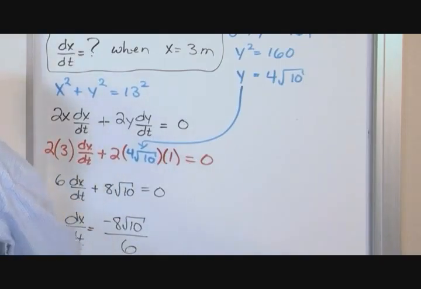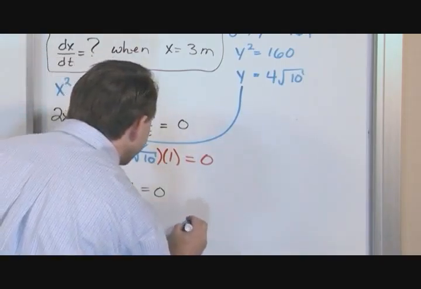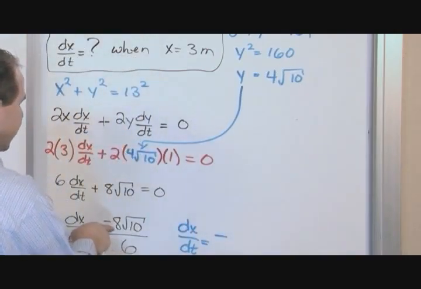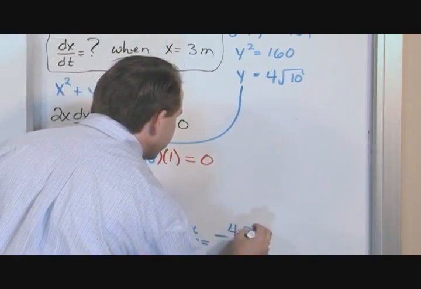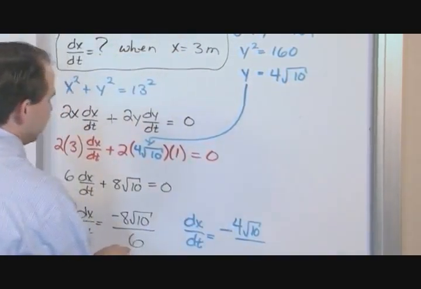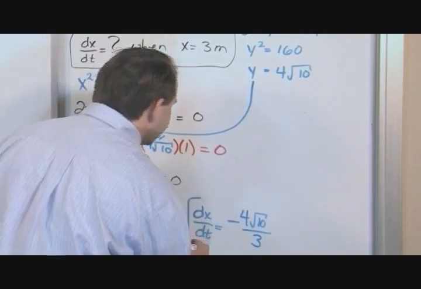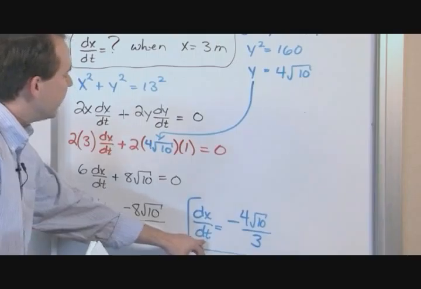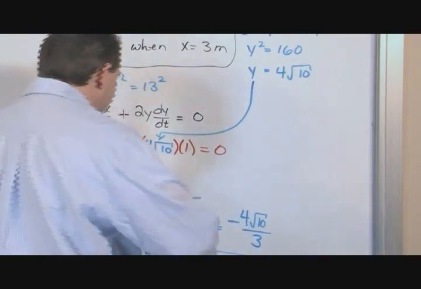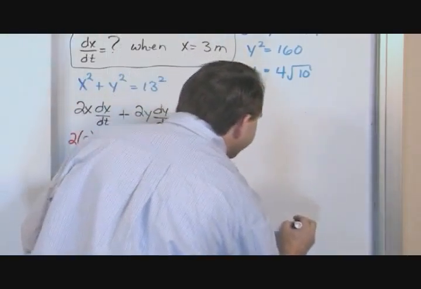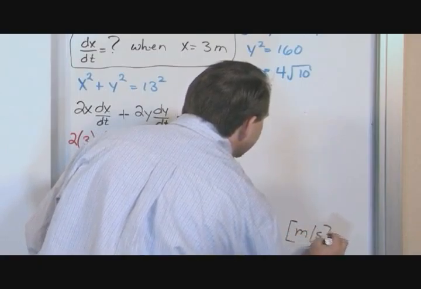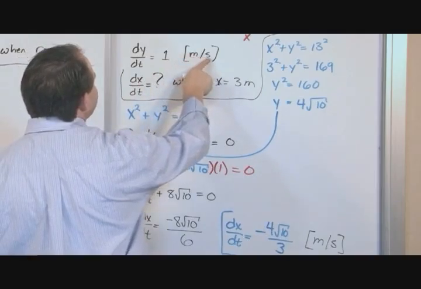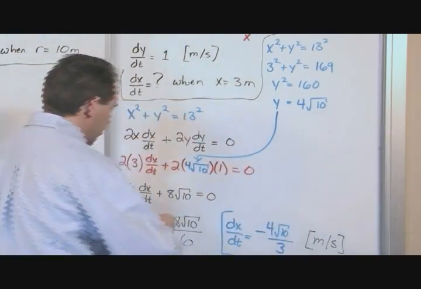And of course, this can be simplified a little bit more. So dx/dt is equal to negative, divide by 2 is going to give me 4 square root of 10, over divide by 2 is going to give me 3. So just basically simplifying that fraction. So what unit am I going to have? dx/dt is changing at this rate, but it's a velocity, and the unit is going to be meters per second. And how do I know it's meters per second? Because when I go back to my problem, dy/dt was given in terms of meters per second, so my answer here is going to be in terms of the same velocity.